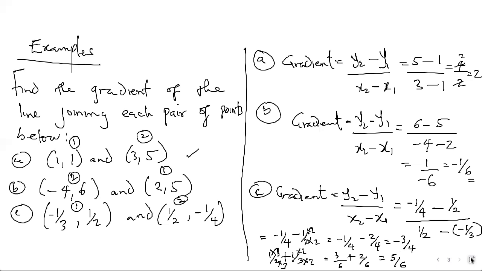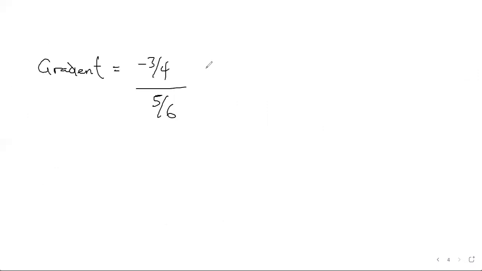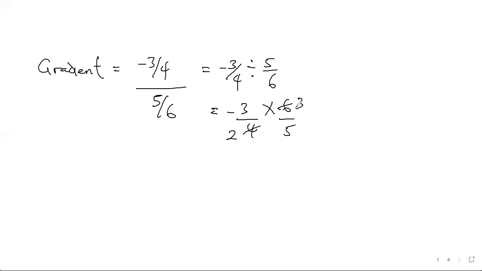So the gradient will be minus 3 over 4 divided by 5 over 6. That is equal to minus 3 over 4 times 6 over 5. And that gives me, so 2 can go here, 2 can go here, 3. That gives me minus 9 over 10. So that's the gradient of the line.